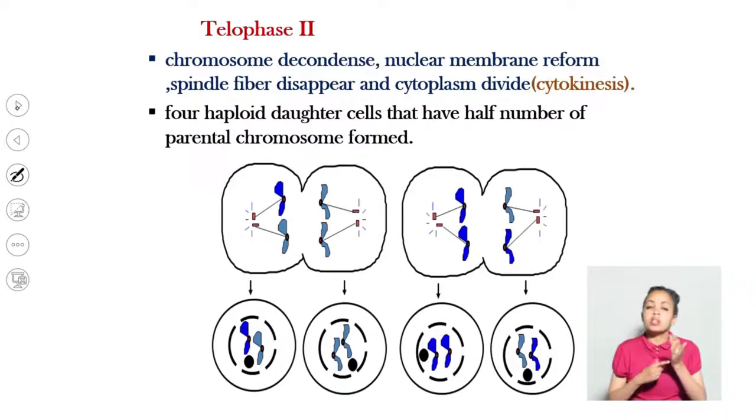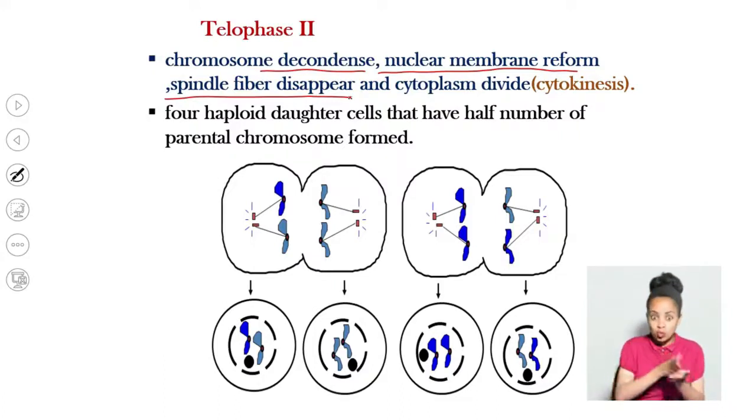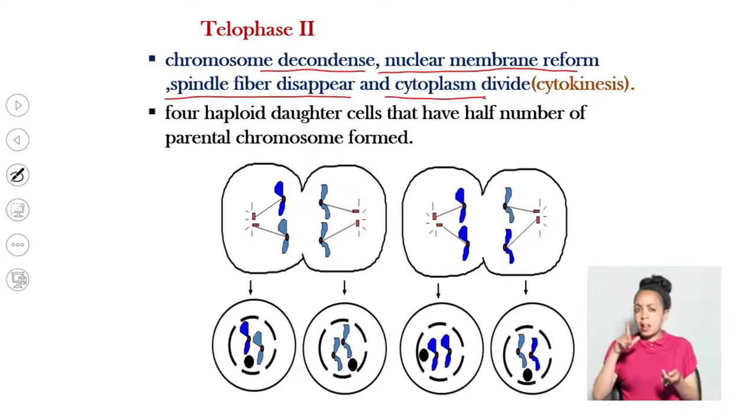What progresses next in meiosis II is telophase II. During telophase II, chromosomes become decondensed. The nuclear membrane that disappeared during prophase II reappears here. The spindle fiber that formed during prophase II and moved the chromosomes through the cell disappears here. Because four daughter cells come to form, there is a division of cytoplasm again, which we call cytokinesis.